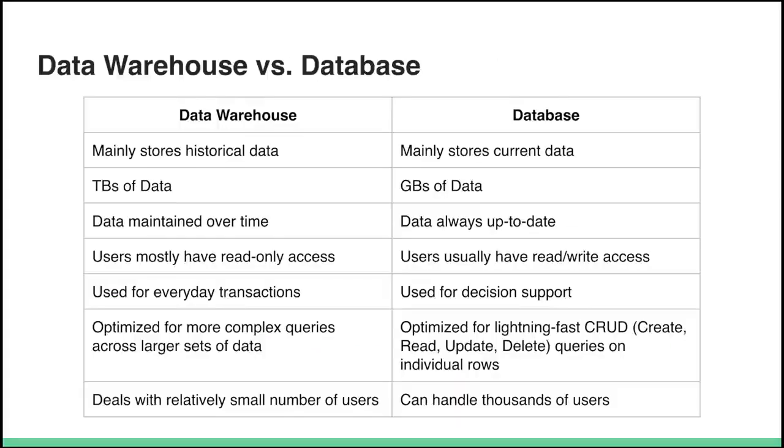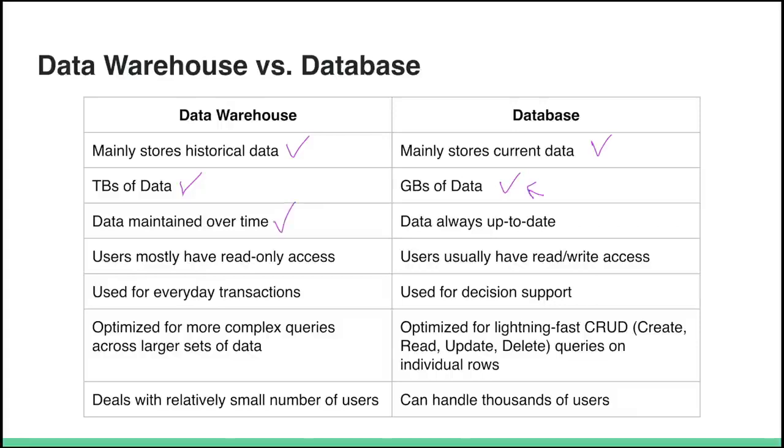Now, finally, to get to the main differences between a data warehouse and a database. With the data warehouse, we have mainly historical data. With the database, we have current data, or data that's relevant to the day-to-day operations of a software system. With the data warehouse, we're typically dealing with terabytes of data. With the database, we're dealing with gigabytes of data, although it could be larger, and we could have multiple database systems working together. This isn't as relevant as you think.